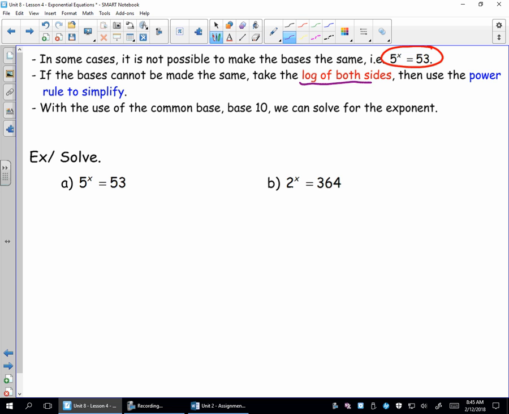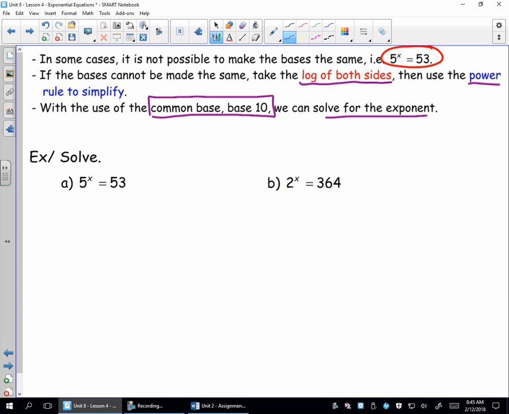So if that's the case, what we're going to do is use our logarithms. We're going to take the log of both sides and then use our power rule to solve this. Because we're just using a log of both sides, we're assuming it's going to be the common base, base 10, and we can then solve for the exponent using our calculator.